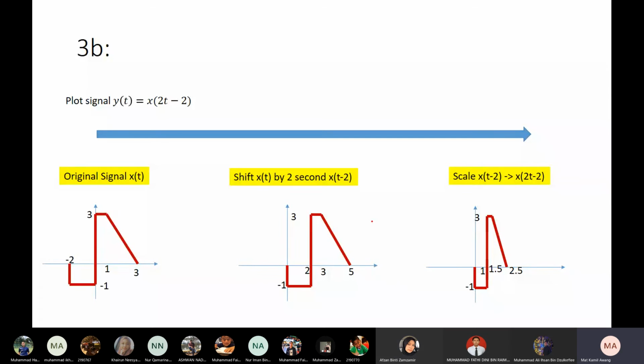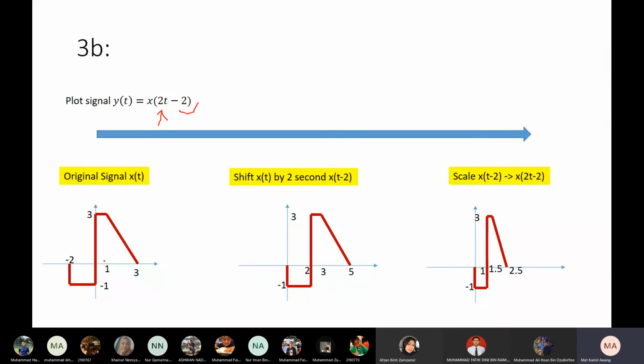Now from this, you look at the function y of t is equal to x of 2t minus 2. So what do you have? You have a time shift and you have a scaling. Do we have a reversal? No, because this is positive. We are scaling by a positive number.